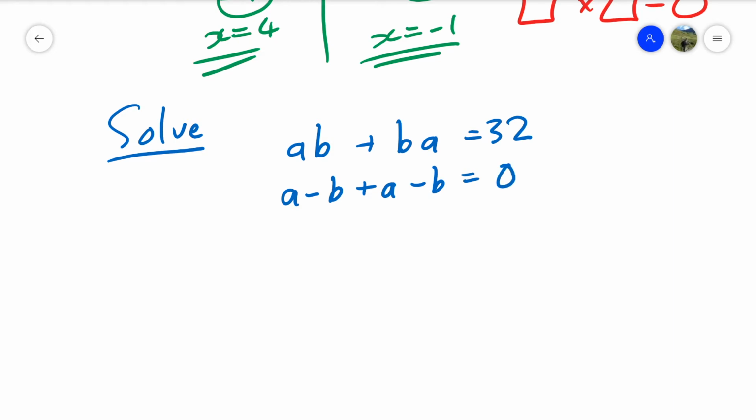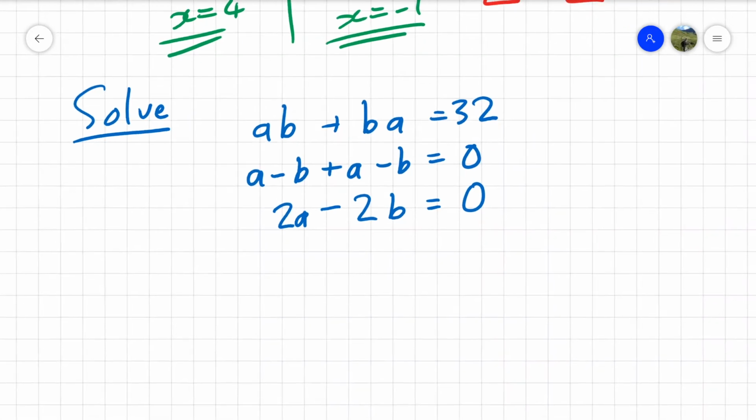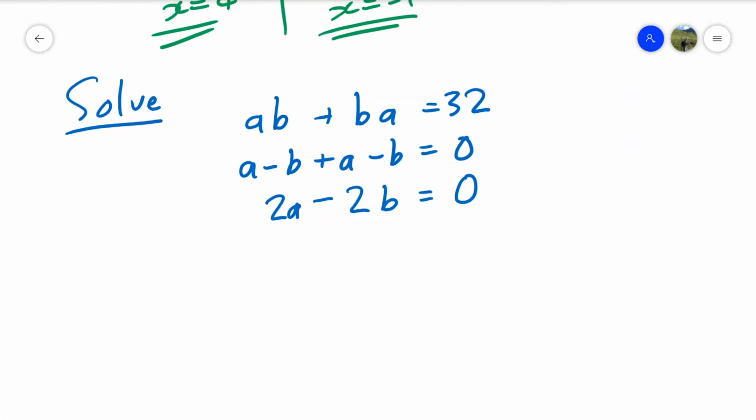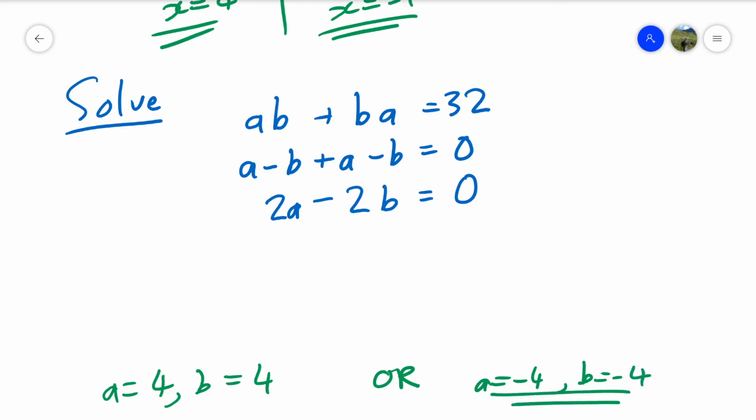I wasn't very clear there, was I? There's a few of these equations, so let me just write all these out. Here we go. Can you solve this situation? Right. The answer is a equals 4 and b equals 4, or a equals minus 4 and b equals minus 4. It's one of the two. Should we have a go and see what happens?